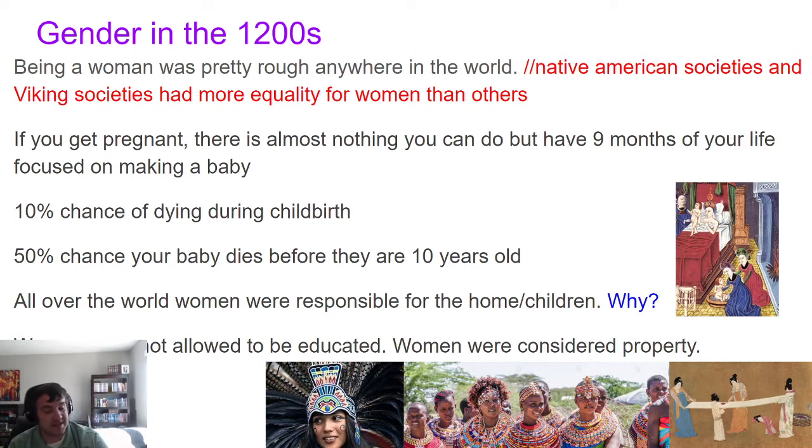Let me just say, I'll probably mention it later again, but in Native American societies, women were the political leaders in certain cultures. So I thought that was really cool. Also in Viking societies, they're like, hey, woman, you want to learn how to fight?